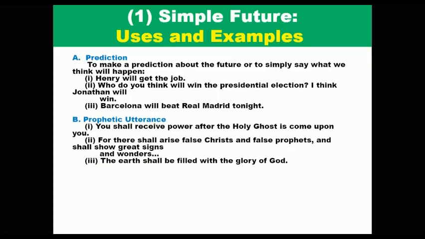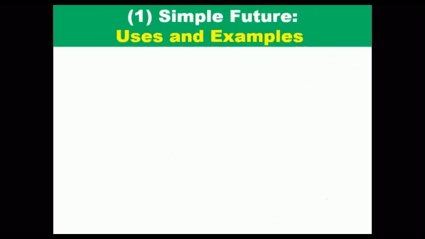Now, another example is, the earth shall be filled with the glory of the Lord. Or, and God shall wipe away all tears from their eyes, and there shall be no more death. So those are ways of using the simple future tense, specifically in prophetic utterances.